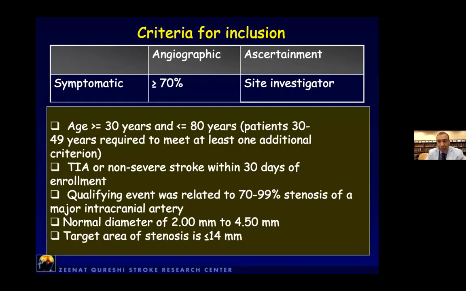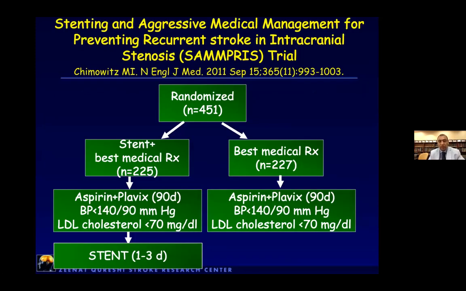The trial was looking at patients who had symptomatic stenosis. They had to have a transient ischemic attack or a non-severe stroke within 30 days of enrollment, related to intracranial stenosis that was 70 to 99% in severity. The trial was interesting in that there was a lot of emphasis on best medical management, and best medical management was to be done in both groups. The patients randomized to stent placement also had to get best medical management, and the group that did not get the stent was also randomized to best medical management.